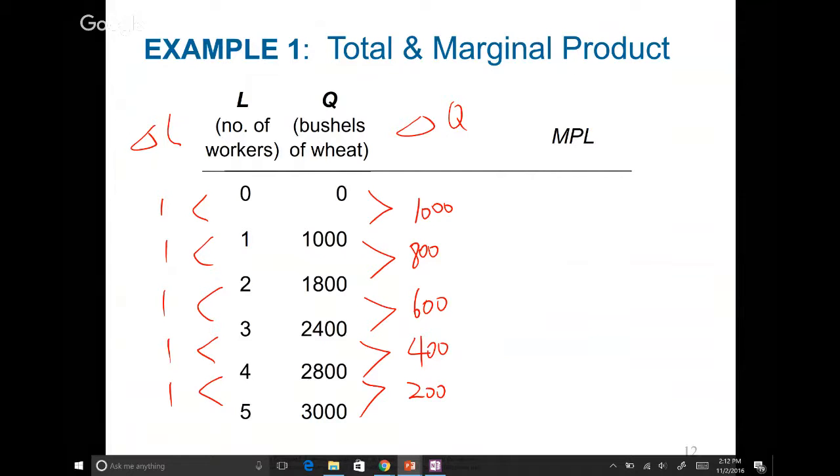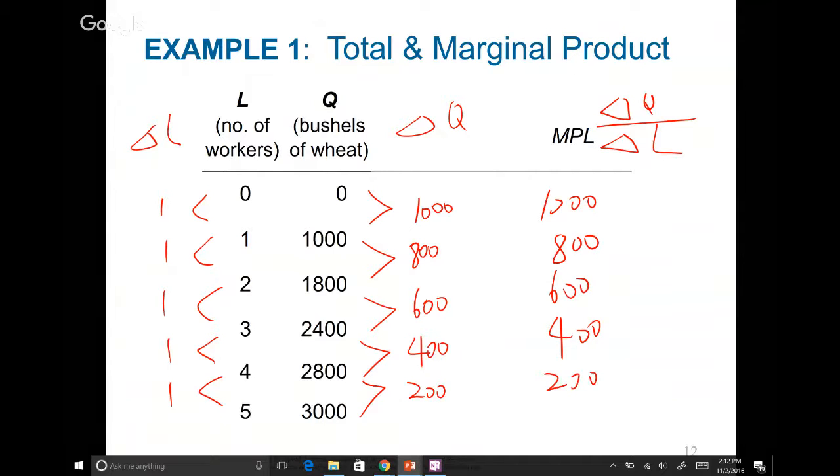So the marginal product of labor is equal to the change in quantity divided by the change in labor. Since every labor changed by 1, it's just 1,000 divided by 1, which is 1,000, and then 800, 600, 400, and 200. So the marginal product measures how much output you gain by hiring one worker. When you hire the first worker, you gain 1,000 output. Second worker, you gain 800. Third worker, you gain 600, and so on. And until the last worker, the fifth guy, you hire him, you gain 200 extra output. So that's your MPL, the marginal product of labor.